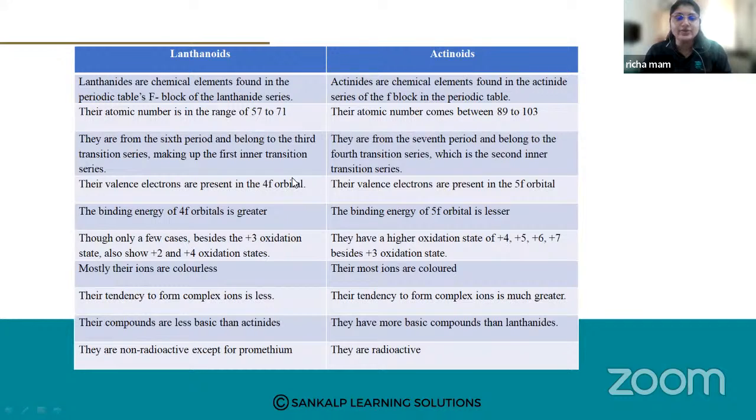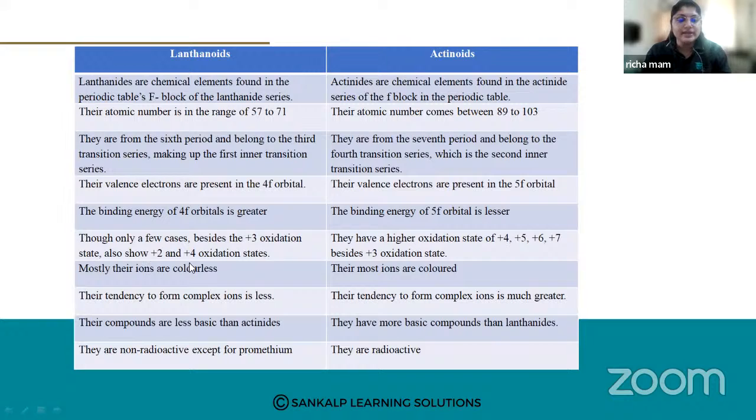When we talk about actinoids, they have some higher oxidation states. Besides +3, they show +4, +5, +6 and +7. So actinoids show quite higher oxidation states as compared to lanthanides.